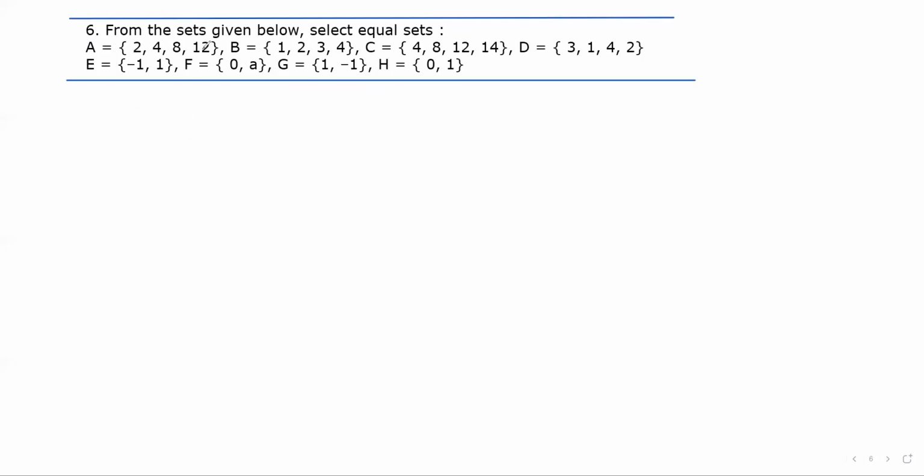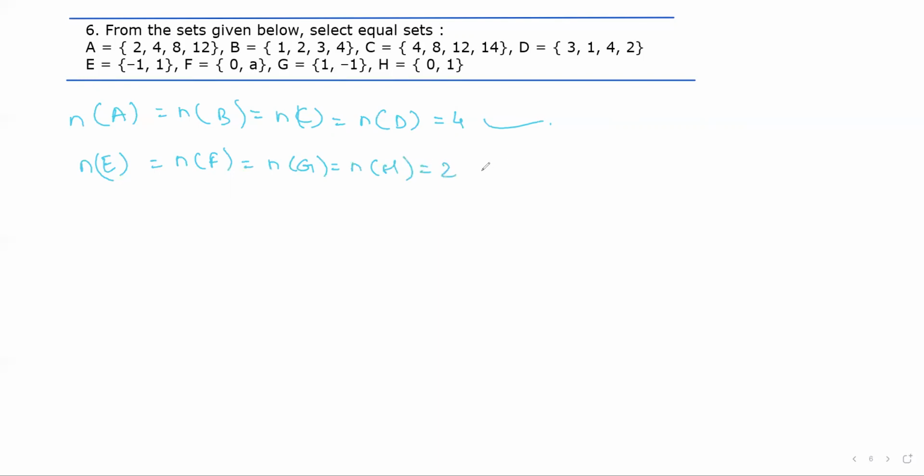2, 4, 8, 12. So let's see which sets have 4 elements. n(A) = n(B) = n(C) = n(D) = 4. These have 4 elements. n(E) = n(F) = n(G) = n(H) = 2. So either you'll get equal sets here, or you'll get equal sets here.